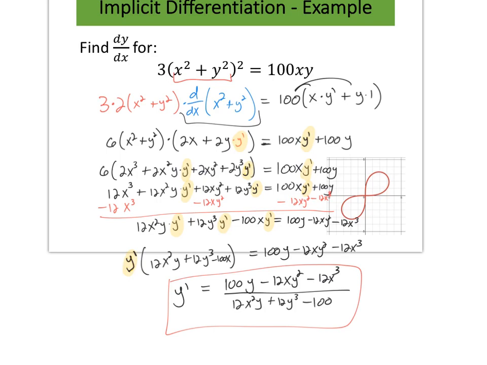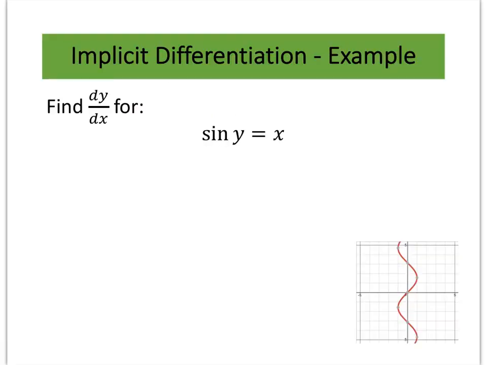Take a moment to review this or pause the video to see the whole process as it worked. I only skipped one step, and that was moving this 100x y prime. I subtracted it from both sides, and I moved it over here. So that's the only algebra that I skipped. One more problem, then we're done. All right.